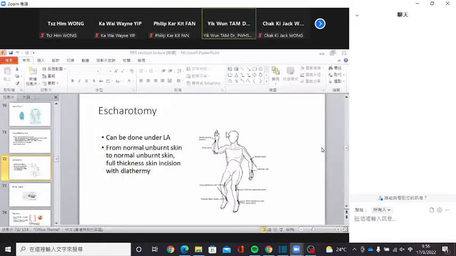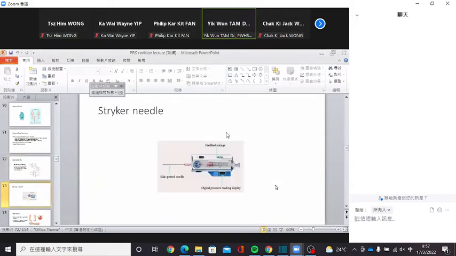So from normal unburned skin to normal unburned skin, exposing the fascia. And this diagram showed the lines of the incision and the important anatomical structures that you've got to avoid. And this is the diagram showing how a Stryker needle is used. We just put the needle tip into the concerned compartment and then inject a small amount of saline from the prefilled syringe. Then the measurement will be given by this small machine.